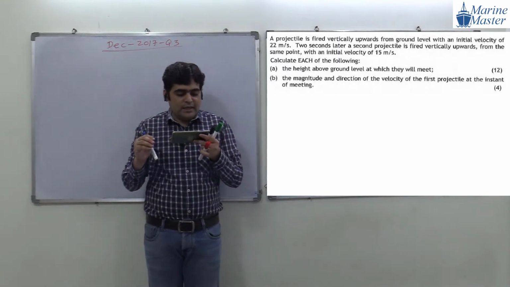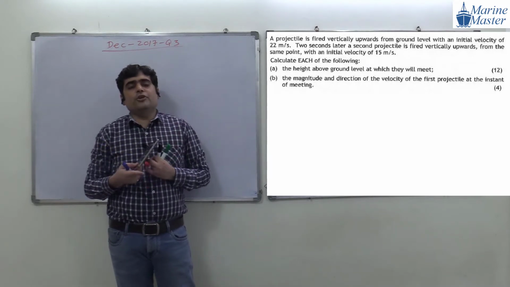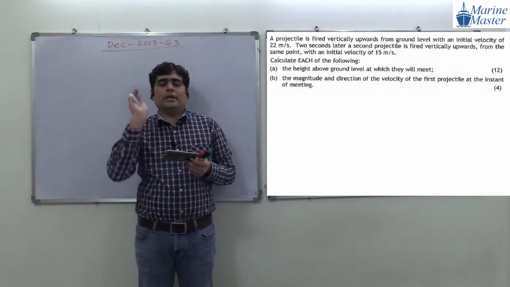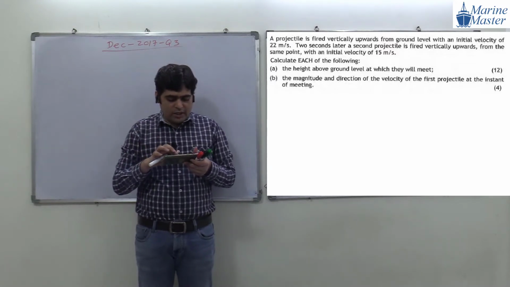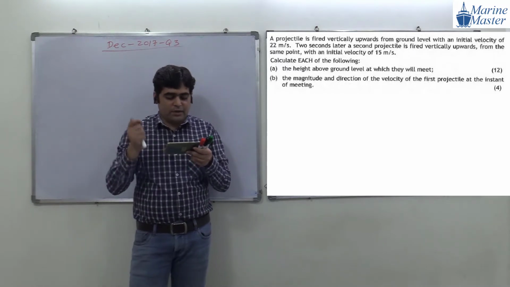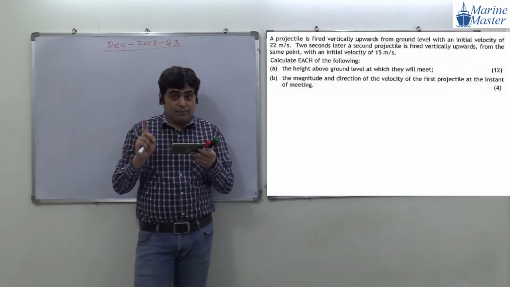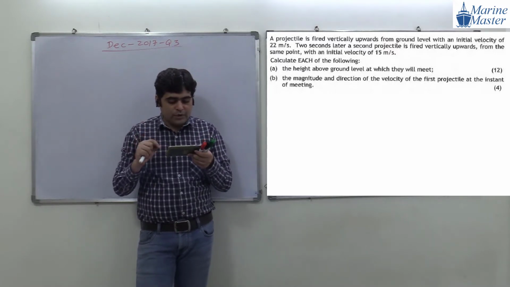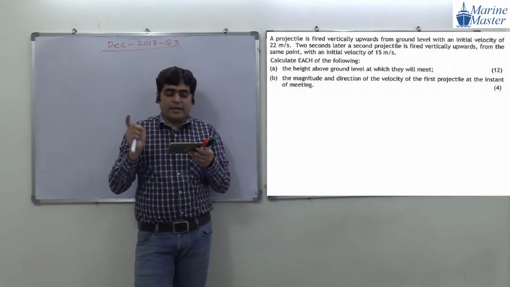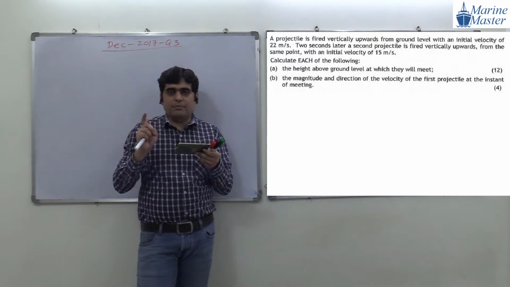A projectile is fired vertically upward. Try to see the scenario. Now what is the meaning of the word projectile? Whatever thing we are throwing, that thing is what we call a projectile. A projectile is fired vertically upward from ground level with an initial velocity of 22 meters per second. Two seconds later, a second projectile is fired vertically upward from the same point with an initial velocity of 15 meters per second.